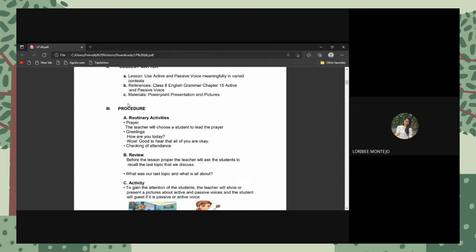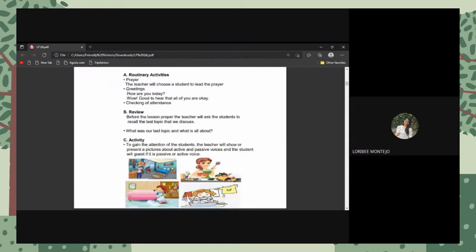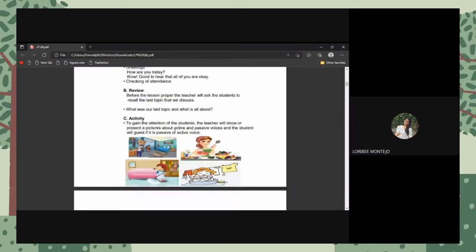So in our procedure, we have here the routinary activities. First, we have a prayer. The teacher will choose a student to lead the prayer, to be followed by the greetings and the checking of attendance. To start the lessons, we will first have a review. Before the lesson proper, the teacher will ask the students to recall the last topic that we discussed. What was our last topic and what is it all about?